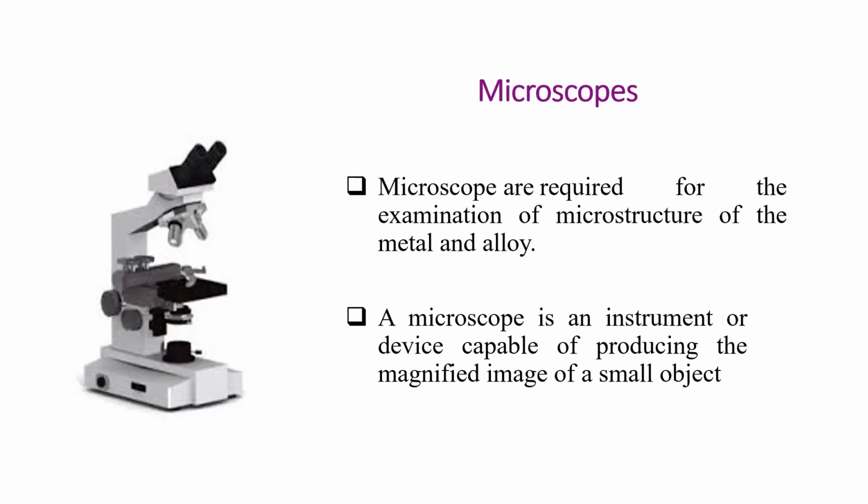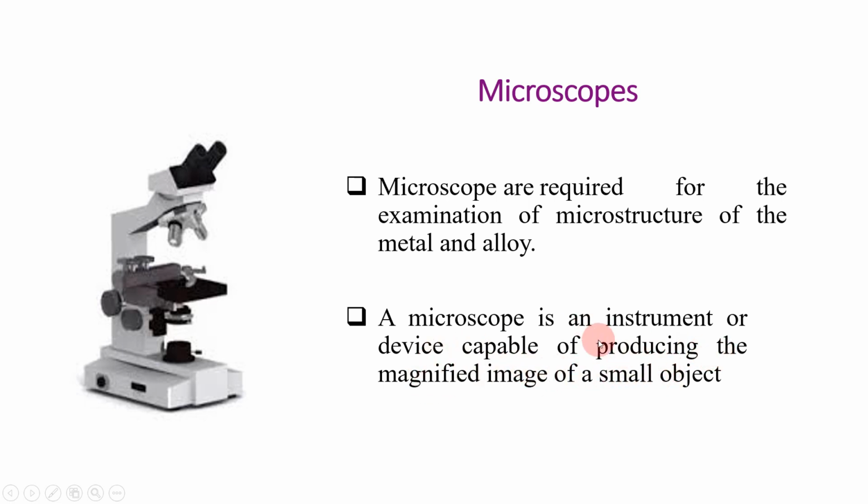I have already told you that for seeing microstructure we need to use a microscope. Microscopes are required for the examination of microstructure of the metal and alloy, meaning to determine what kind of microstructure it has. Then next, a microscope is an instrument or device capable of producing the magnified image of a small object.